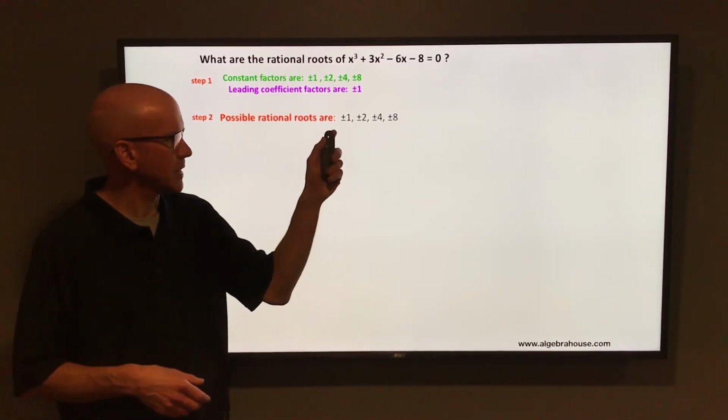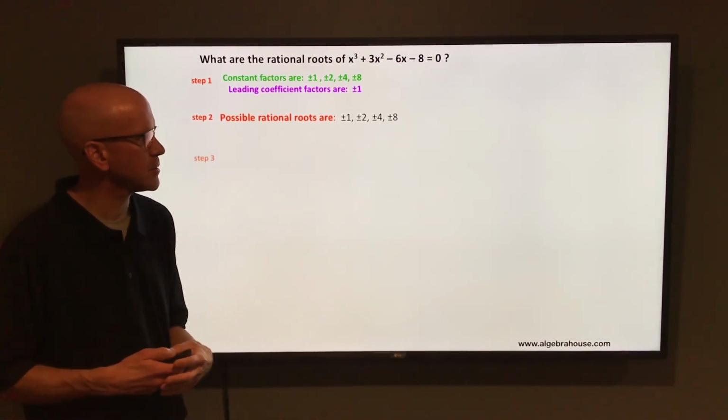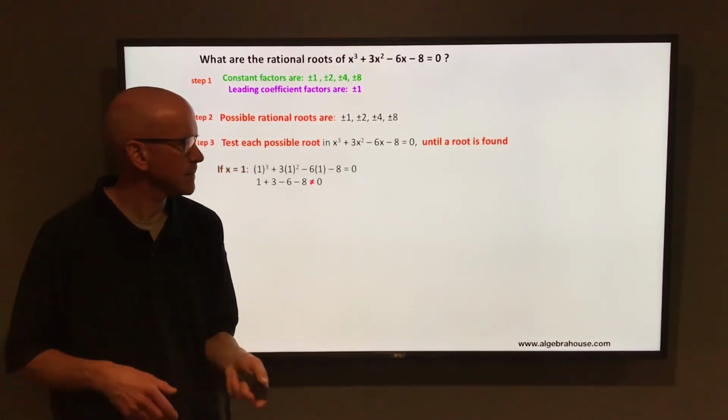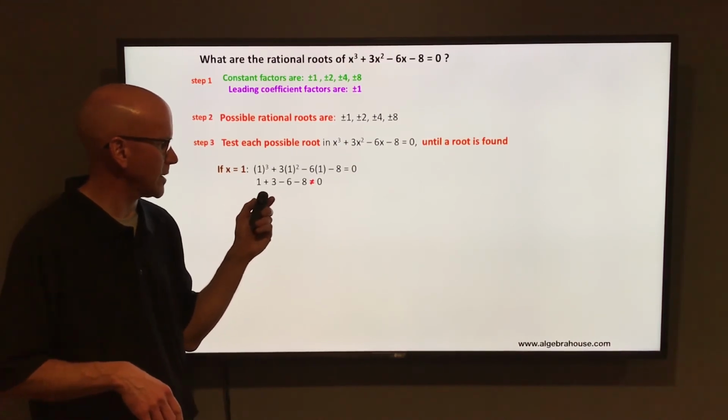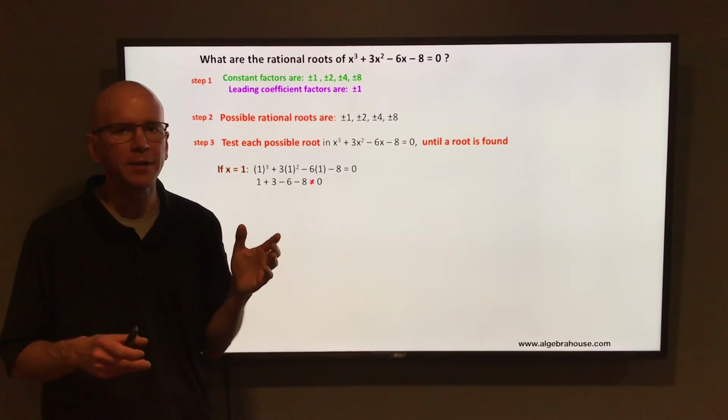You want to start with something easy. You don't want to start with 8 or negative 8. Start with 1 or negative 1. So I'm going to substitute 1 in for x. If I substitute 1 in for x, I end up with 1 plus 3 minus 6 minus 8. That is not equal to 0. So 1 does not work.